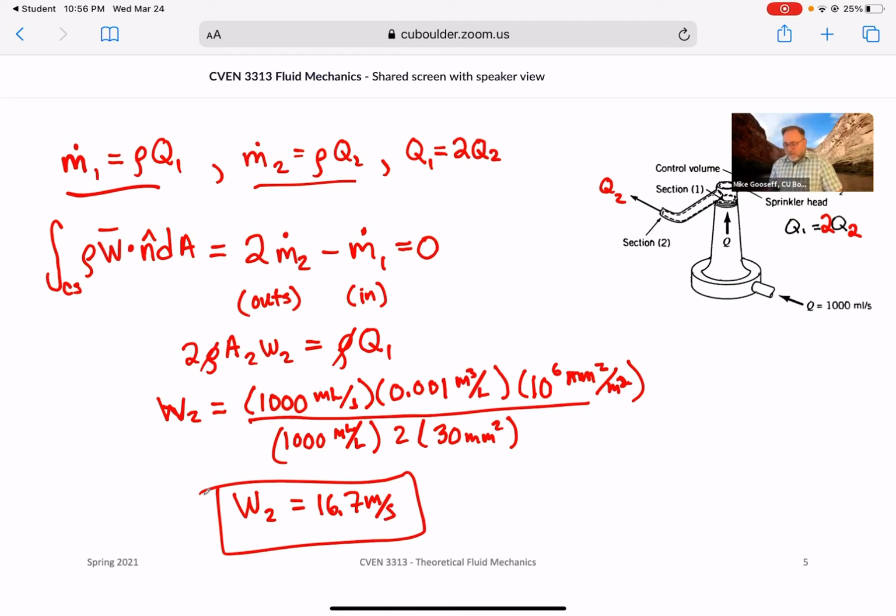We haven't figured out a W1, but it didn't really matter much. We were given a flow rate, so we didn't have to work on that. We weren't given a diameter for the inflow, so we can't say much about that velocity coming in.